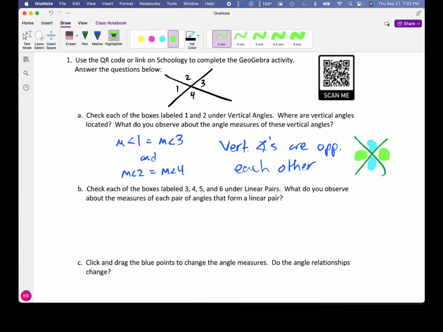We can use that property to help us answer a whole bunch of fun questions, because if we see this shape, we automatically know that the opposite angles are congruent to each other.